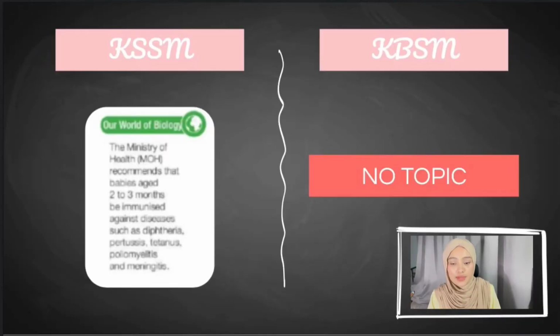Next, I will explain the difference of key concept for chapter 11 in KSSM textbook and KBSM textbook. As for KSSM textbook, there is only 1 key concept, which is Our World of Biology. Meanwhile, in KBSM textbook, there is no key concept because this topic is not relevant in KBSM textbook.